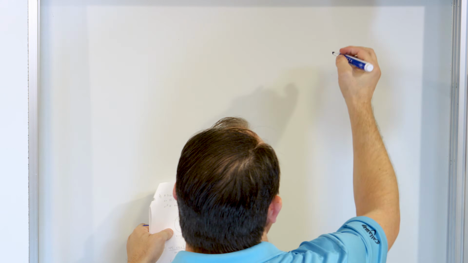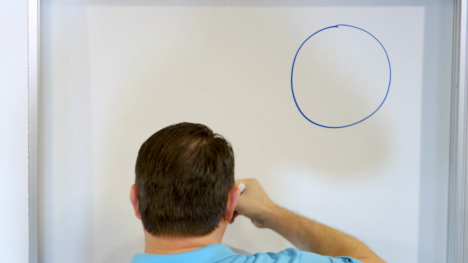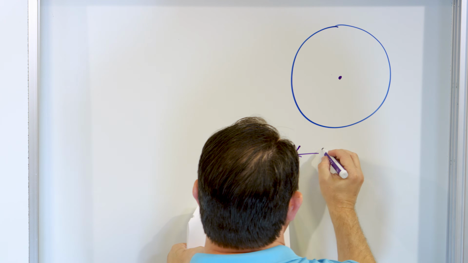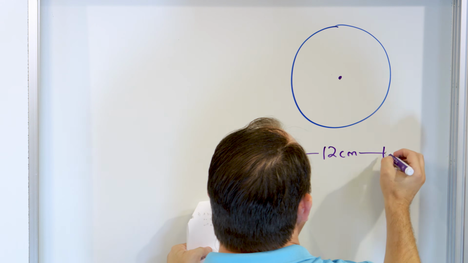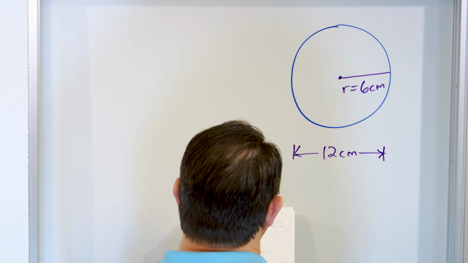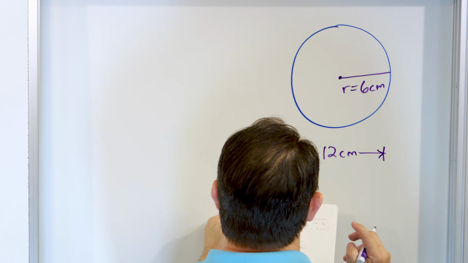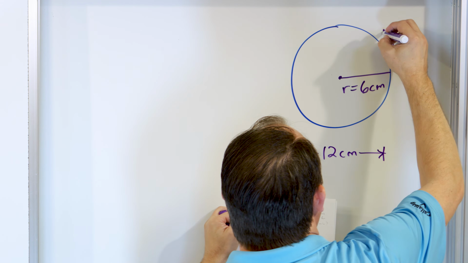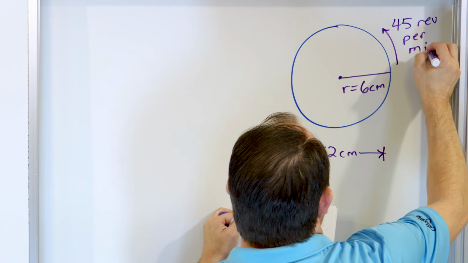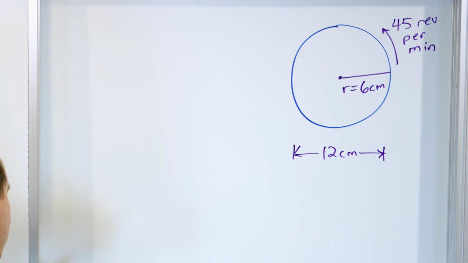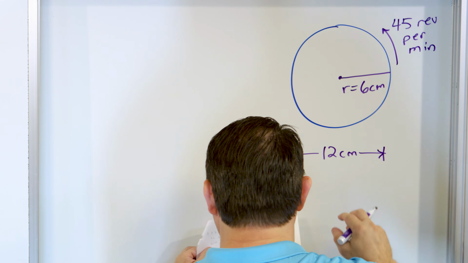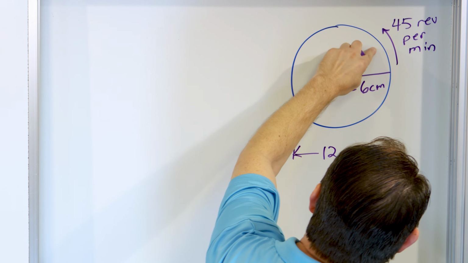So as always, first we're going to draw a picture. Here is our circle, and let's draw what we know. It says right here that the diameter is 12 centimeters. So if this is the diameter, then the radius right here is 6 centimeters. The other thing it's telling us is that it rotates at 45 revolutions per minute. So I'll draw a little arrow right here, 45 rev per minute. And then, how far will a point travel in 1 minute? When we start here and 1 minute later it moves, how far does it move? What you're really asking is how far along the arc does the thing travel in 1 minute?